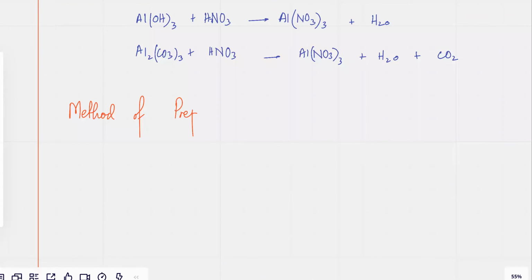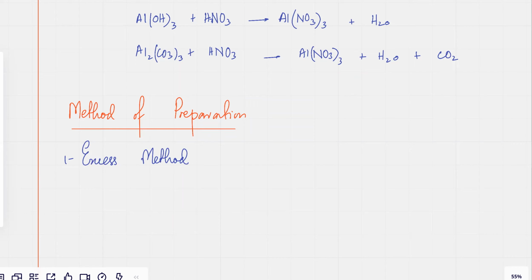When we talk about the method of preparing something, that is how you are going to conduct that reaction in the lab. If I want to make this salt in the lab, what things should I be careful of? How am I going to make this salt in the lab? So the first method that we did was our excess method. That was method number one.